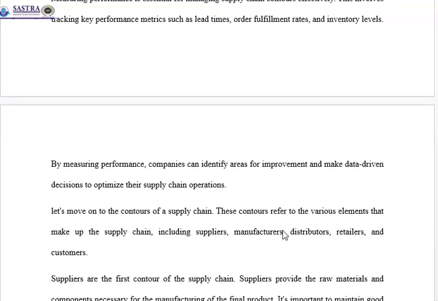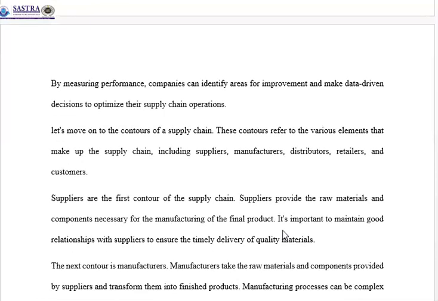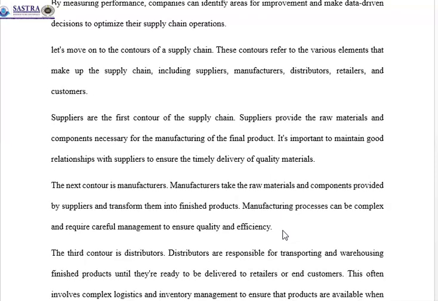Let's move on to the contours of the supply chain. These contours refer to the various elements that make up the supply chain, including the suppliers, manufacturers, distributors, retailers, and the customers. Suppliers are the first contour of the supply chain.